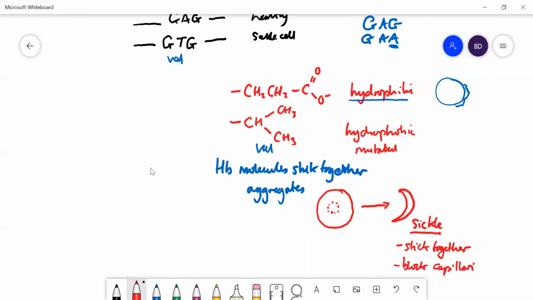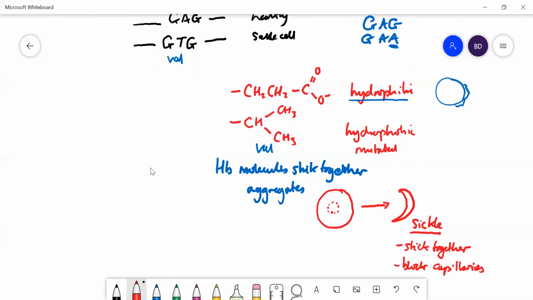So you can have blockage in the capillaries almost anywhere in the body, but very often, if they form a blockage in the brain, then this can lead to a stroke. So sickle cell sufferers tend to suffer from strokes at an early age. They block the blood vessels in the heart. They can have heart attacks, and also it causes a lot of damage to the kidneys as well.